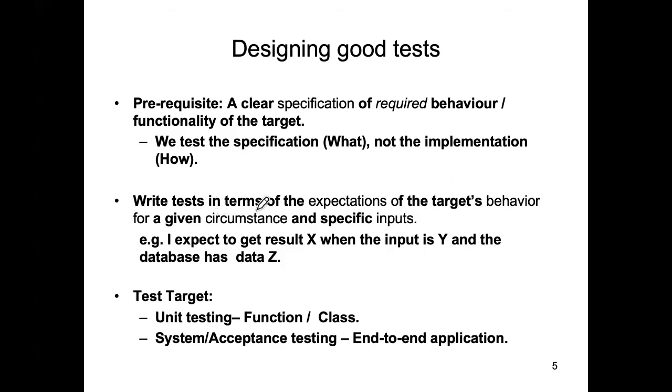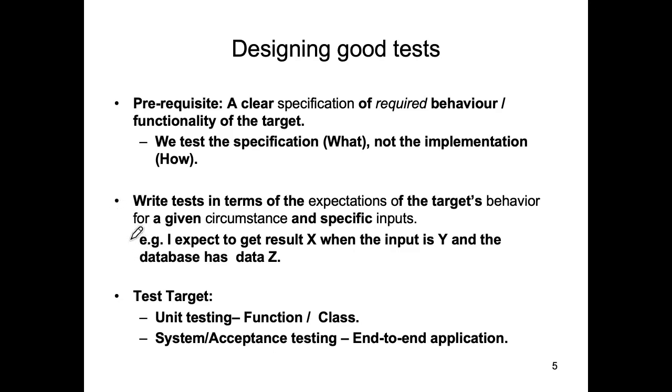The circumstances might be, if there's a database involved, for example, what is the current data in the database? That would be an example of circumstances. Or if there's some sort of global data structure that the target software is manipulating, what is the initial state of that global data structure? What has it been initialized to? These are all very important when you're writing tests.